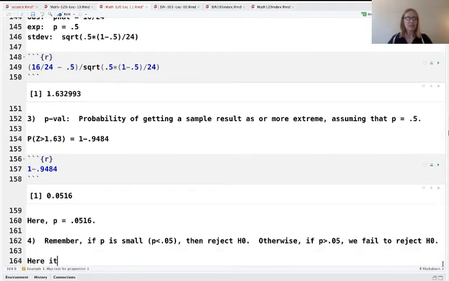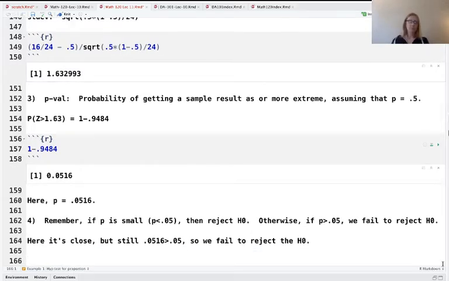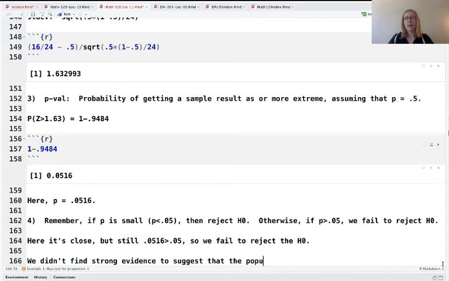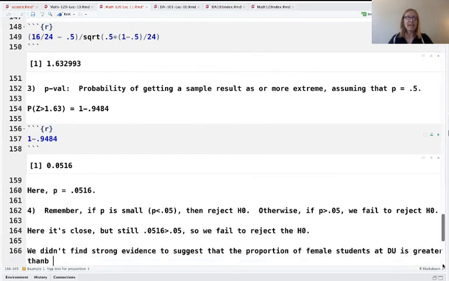Here it's close, but still 0.0516 is bigger than 0.05, so we fail to reject the null hypothesis. In other words, in this example, we didn't find strong evidence to suggest that the population proportion of female students at Denison is greater than 50%.